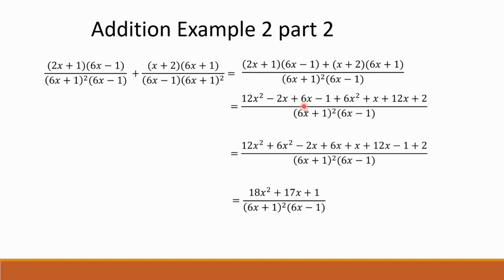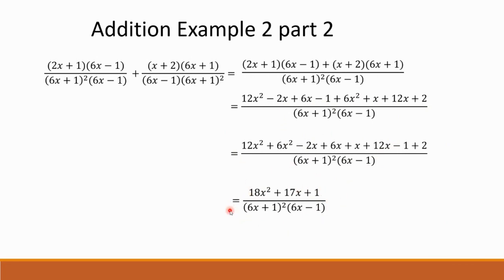And of course, we combine like terms in the numerator, right? That's how I get here. Right? We have 12x squared, 6x squared. That's 18x squared. Minus 2x plus 6x plus x and 12x, right? They're all like terms. We're going to combine those terms. We have minus 1 and 2. And then we get this. Okay. And when we do that, we end up with this. So this is our sum.